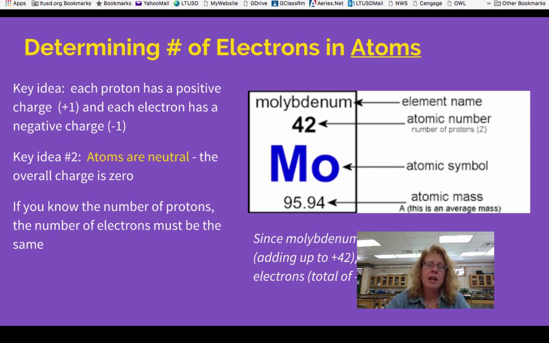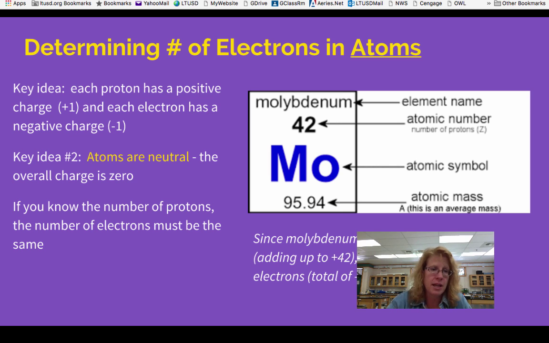Okay, the second one, if we're talking about neutral atoms, I'll talk about ions again in a second, then determining the number of electrons is actually very simple. The key idea here is that atoms are neutral. They don't have an overall charge. So if I have a certain number of protons hanging around and protons are positively charged, I have to have the exact same number of electrons hanging around because they're negatively charged and they have to balance each other out. This is for atoms, not for ions.